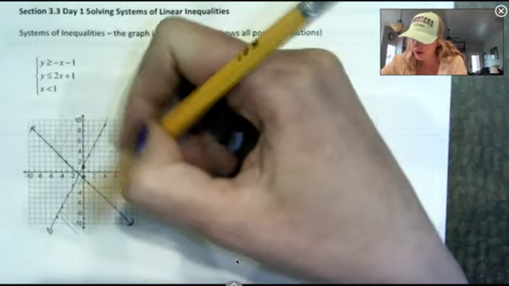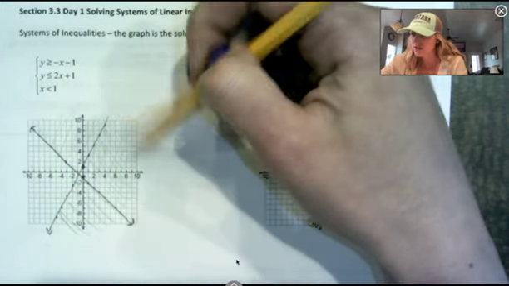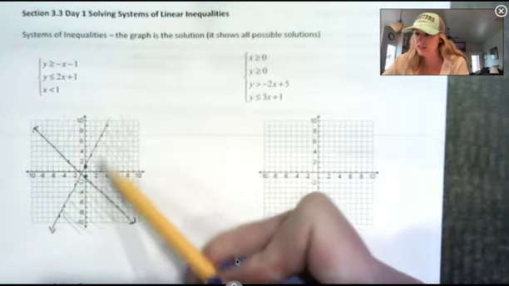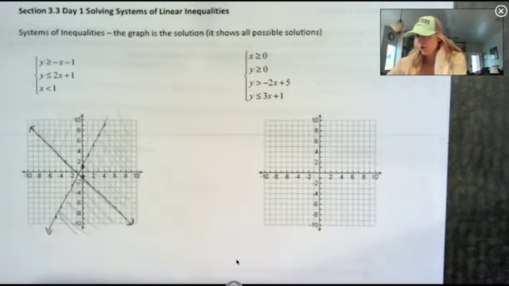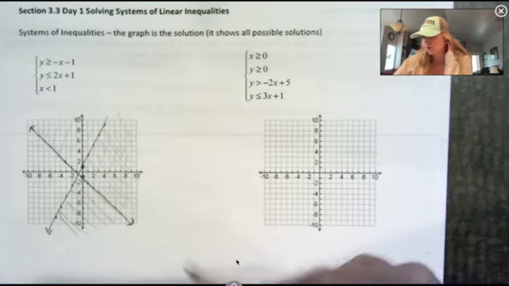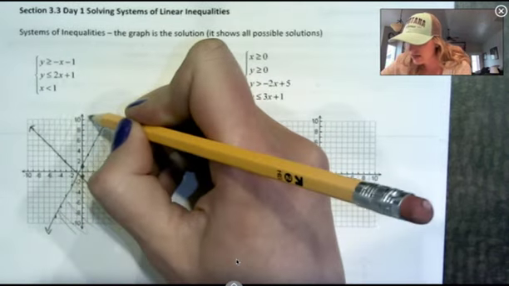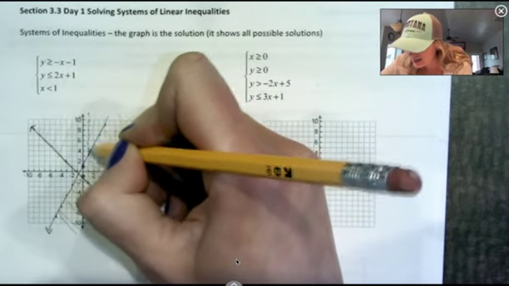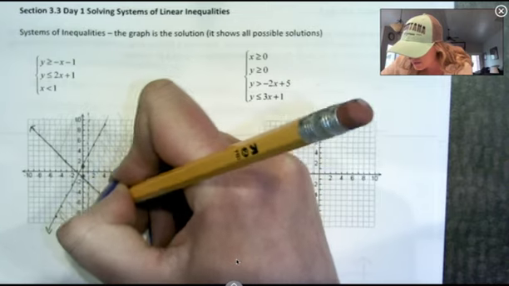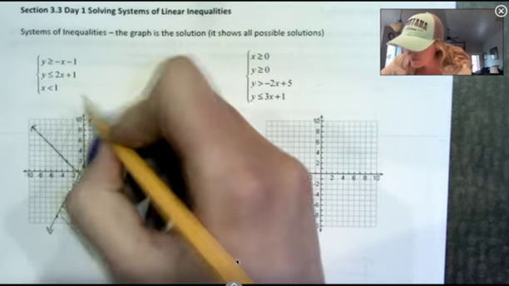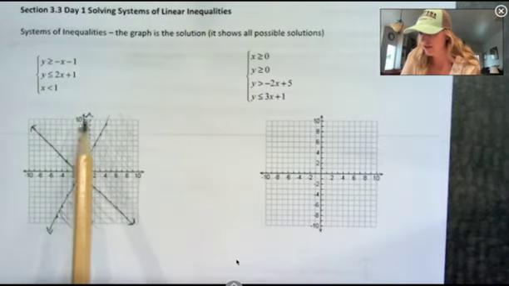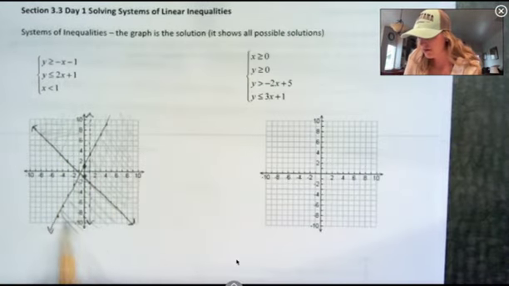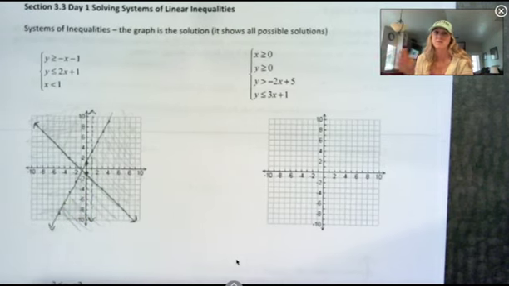So right now, if it were just these 2 lines, my solutions would be this section right here, where the overlapped shading piece is. Okay, but we have a third one. X is less than 1. So I know that's a vertical line at 1, and it's a dotted line. Okay. And x is less than 1 is everything to the left of that vertical line. Okay, and again, I shaded very lightly, so it's a little messy right now.